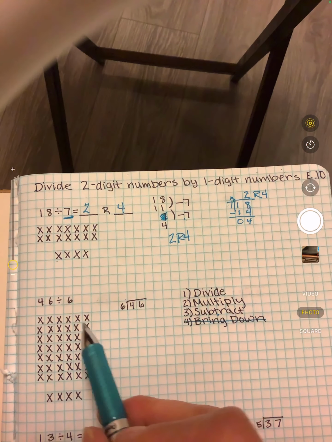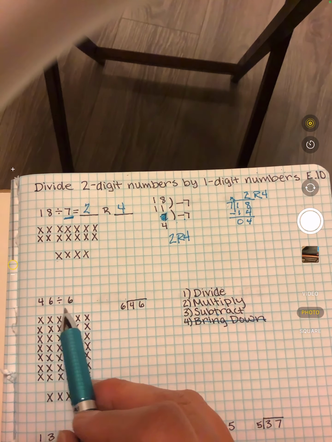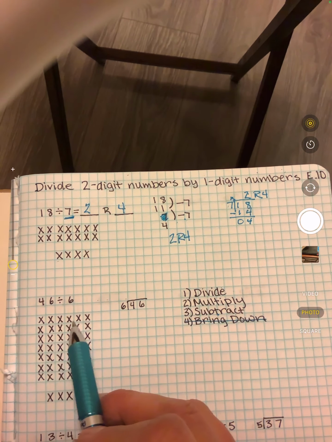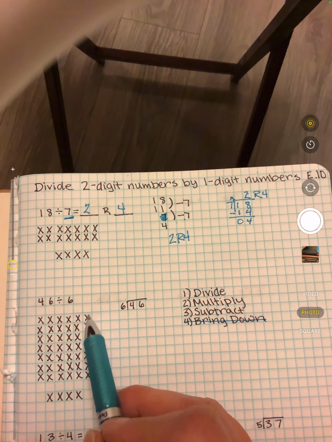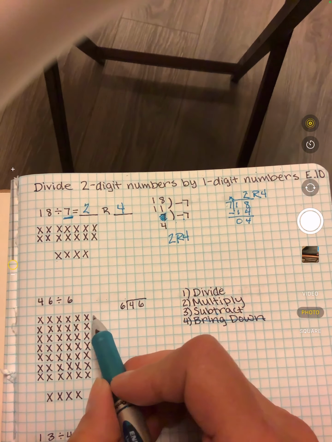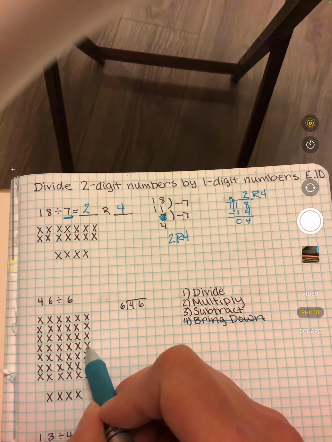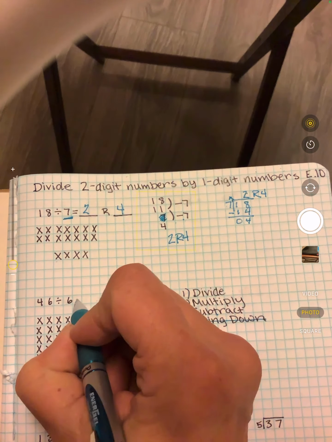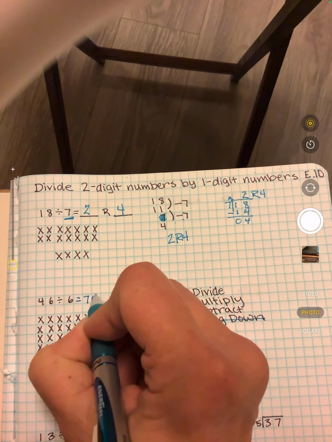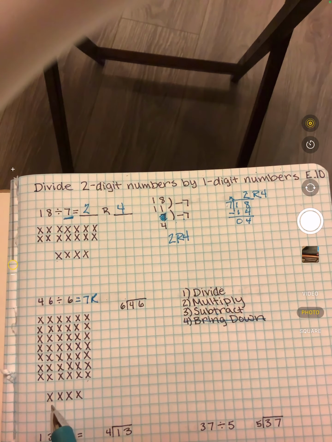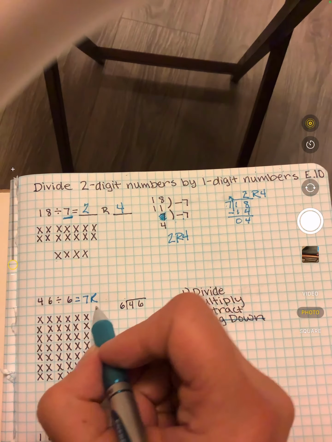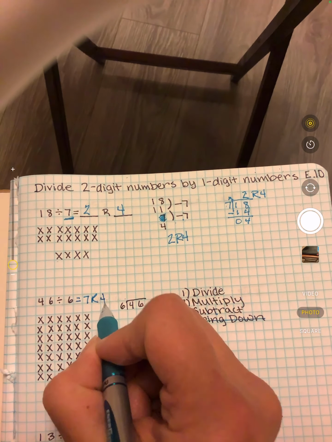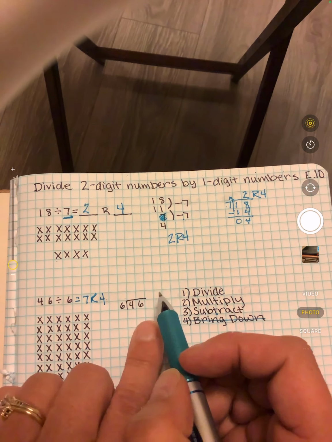Okay, 46 divided by 6. I drew out 6 X's in a row, okay? We have 1, 2, 3, 4, 5, 6, 7. Remainder 1, 2, 3, 4. Okay? And I can show that to you right here.